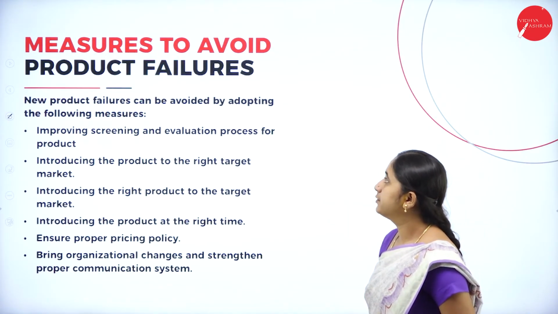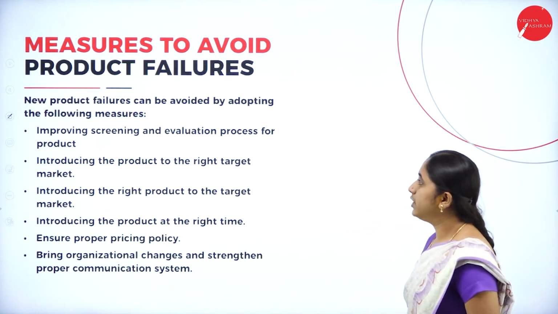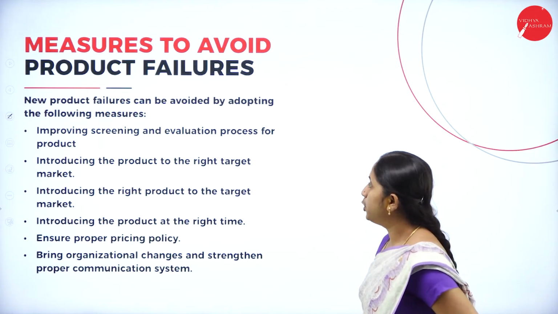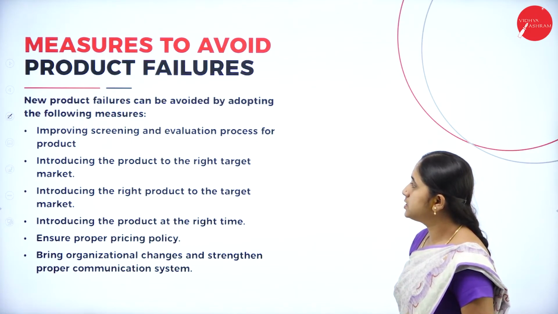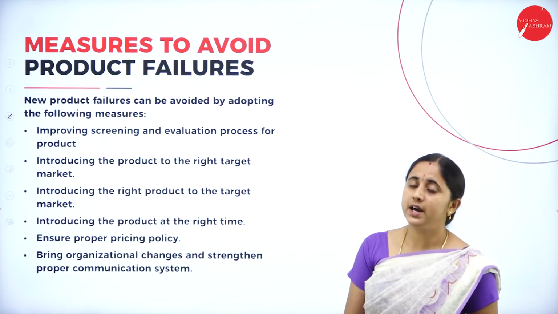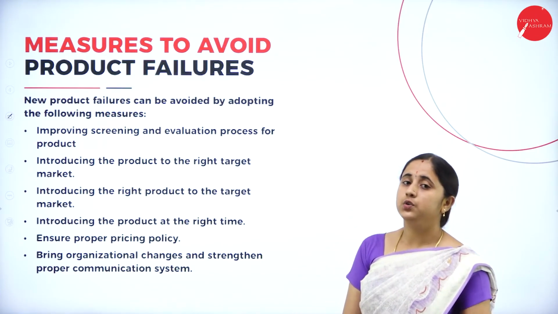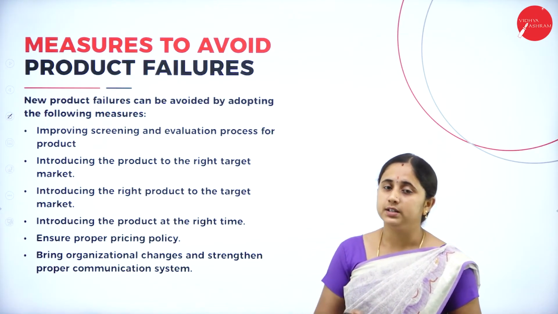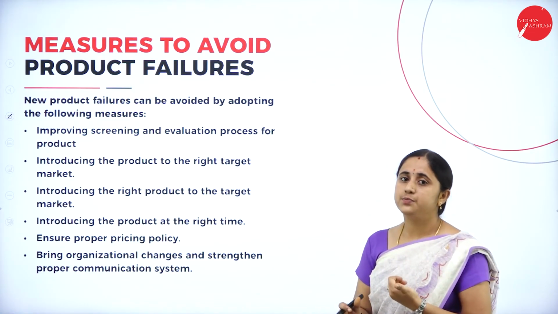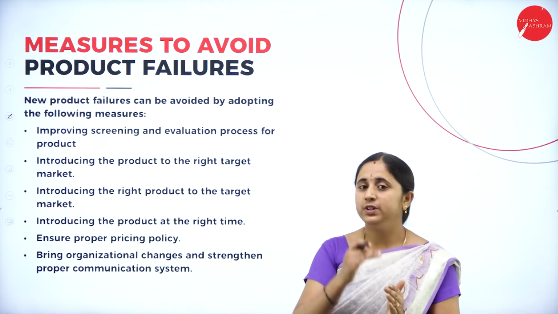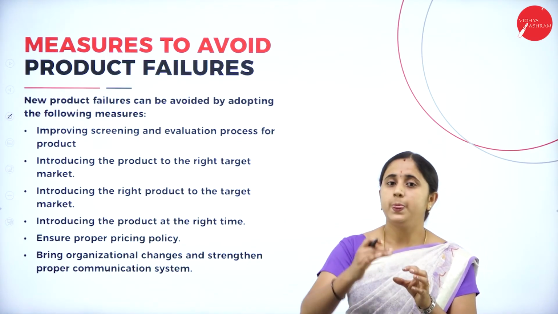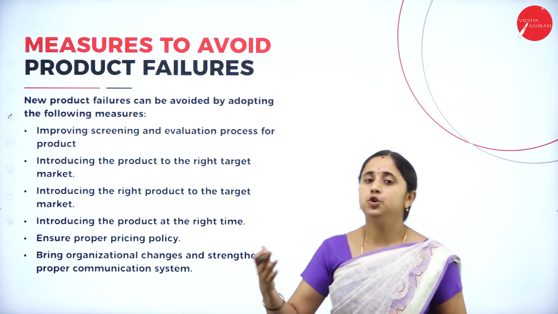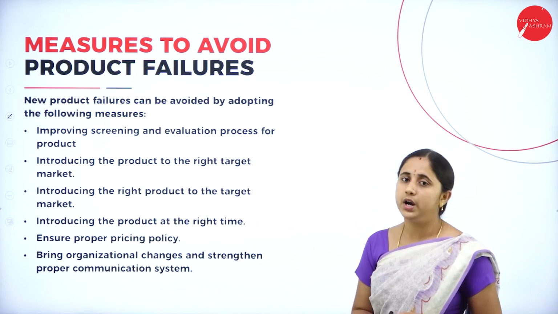Next, measures to avoid product failure. How can you avoid product failure? The new product failure can be avoided by adopting the following measures. First, improving the screening and evaluation process for the product. Screening and evaluation means you need to analyze the demand for your product, then concentrate on profit and the cost of the product. You need to screen in the first and second steps while collecting the ideas, then screening, then evaluation. You need to improve the first three steps of the new product development process. From this, you can avoid product failure.